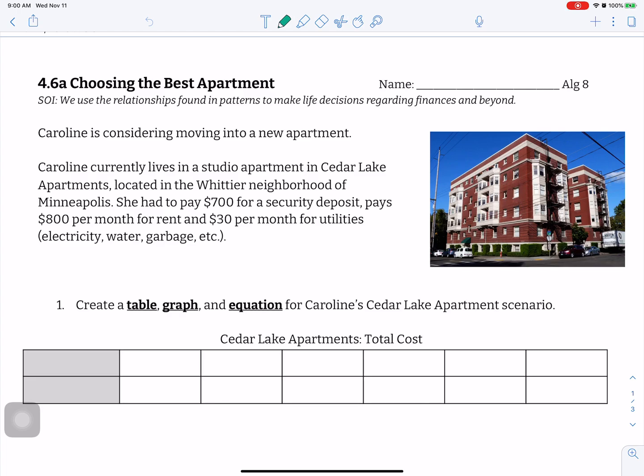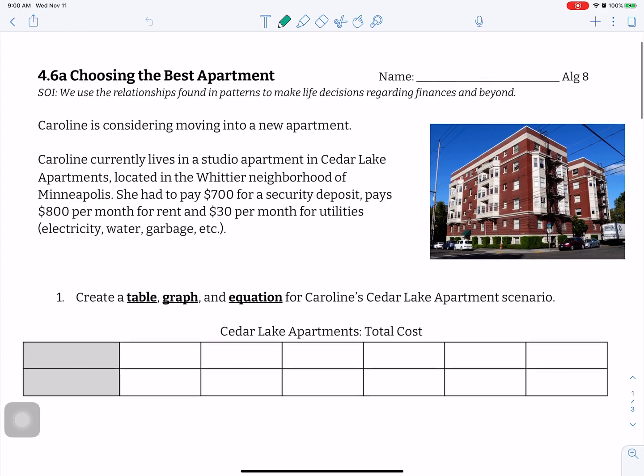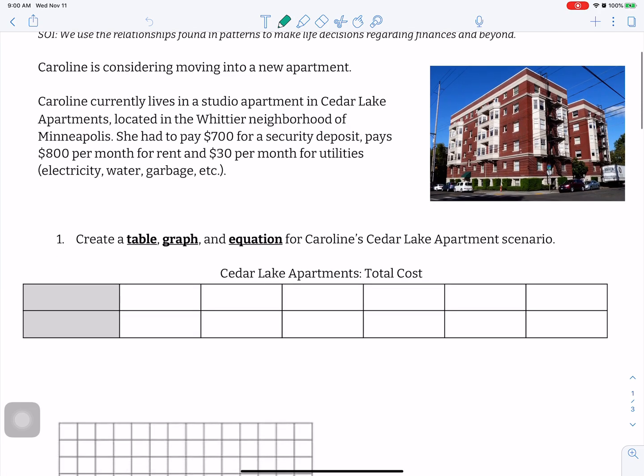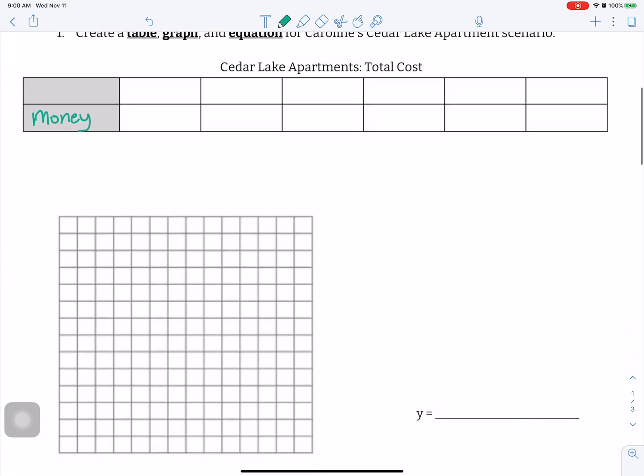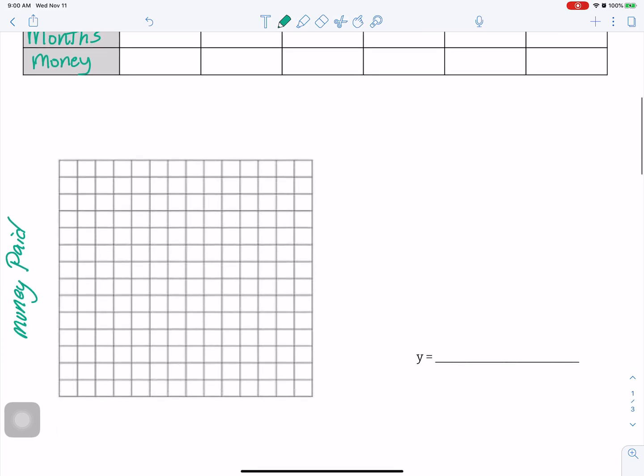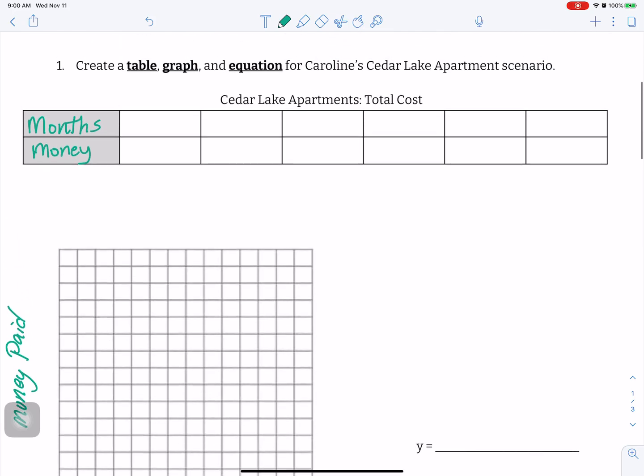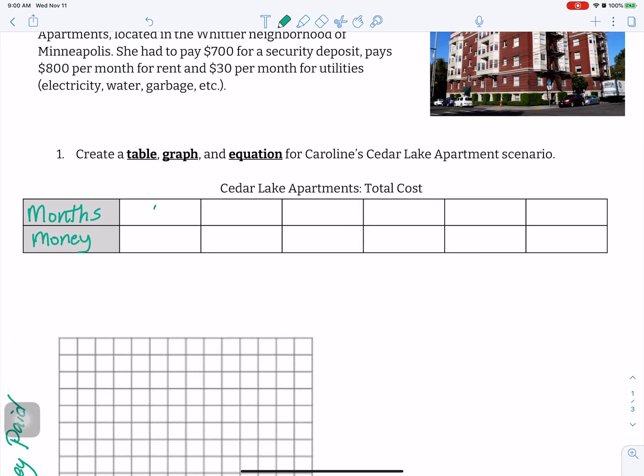Since the money depends on the months, our y-axis would be the money. I'm going to put that on the table and on the graph. Then we have months, which we said is our x-axis. So at 0 months, you're paying $700 for the security deposit.